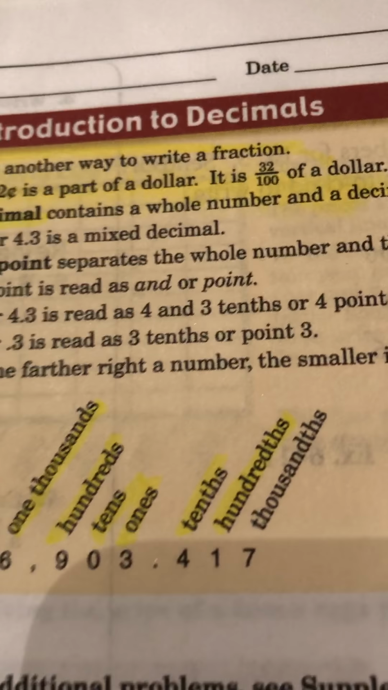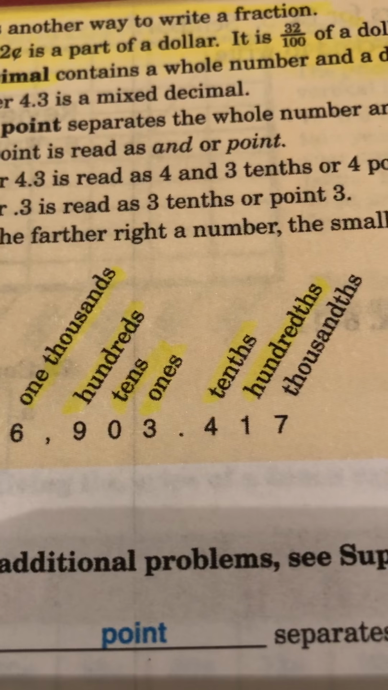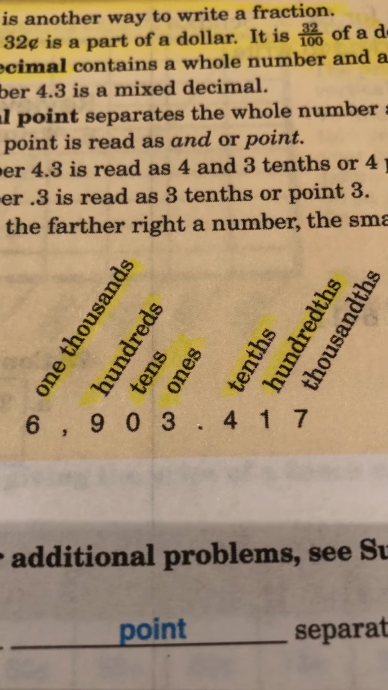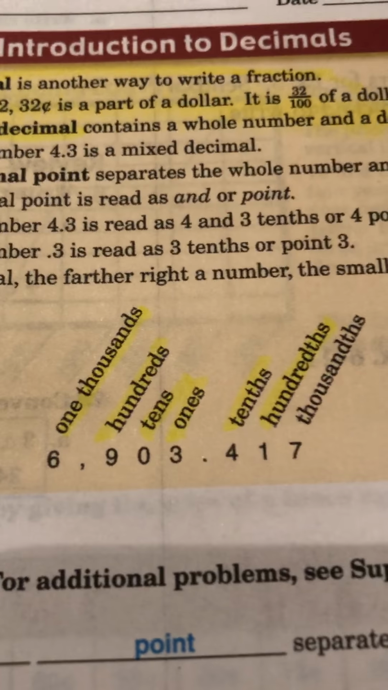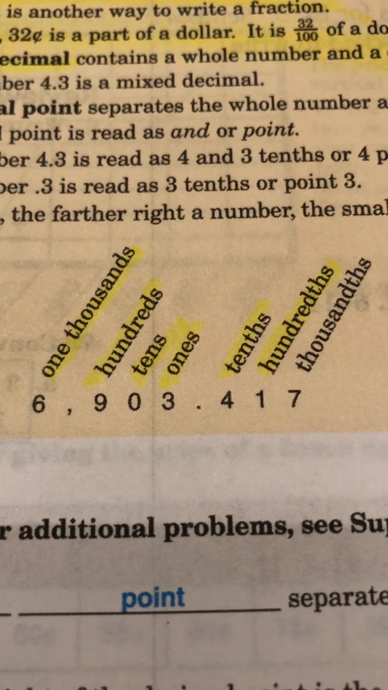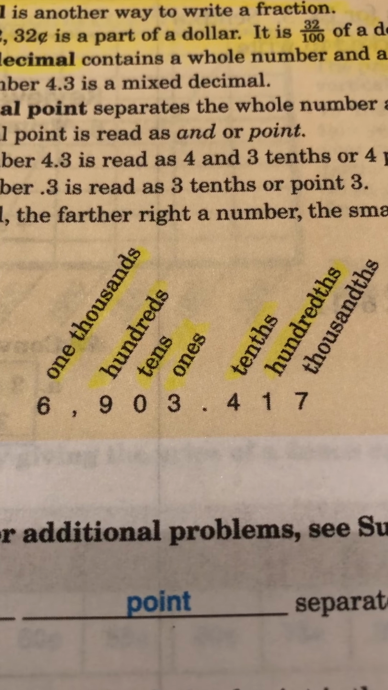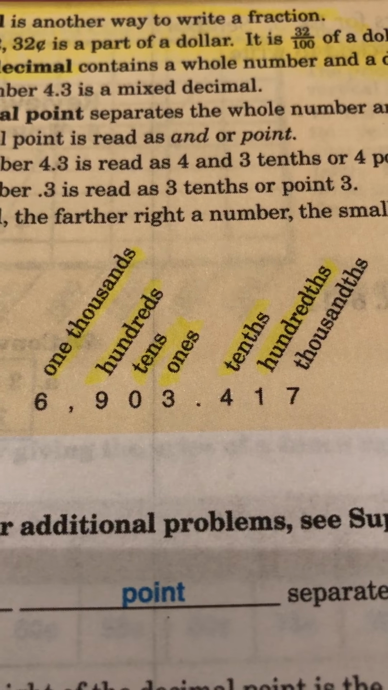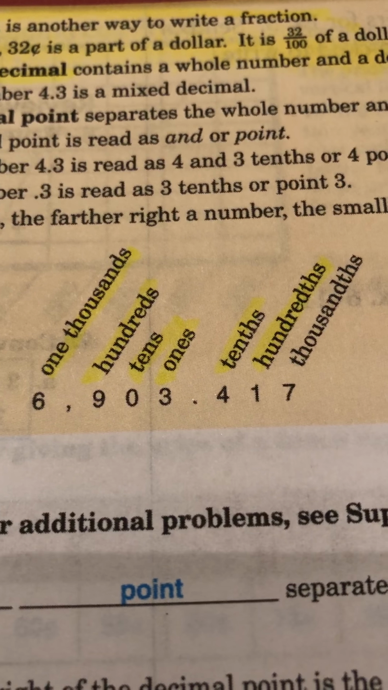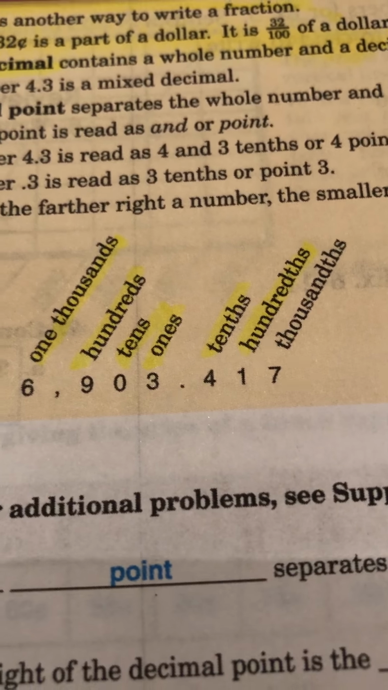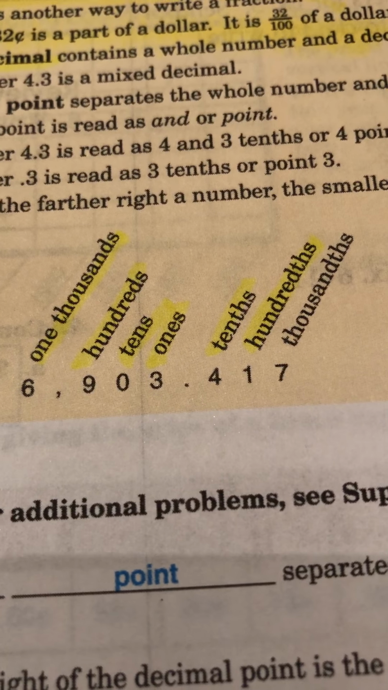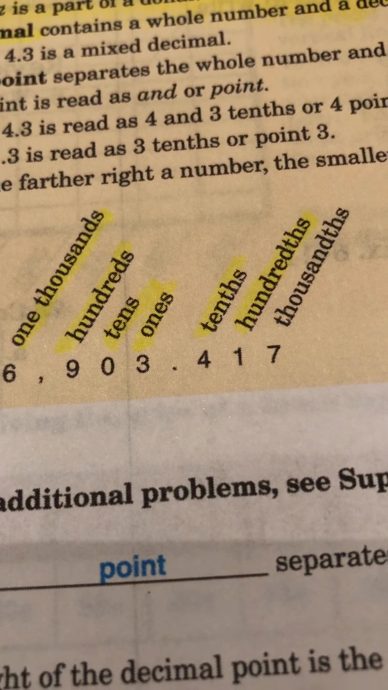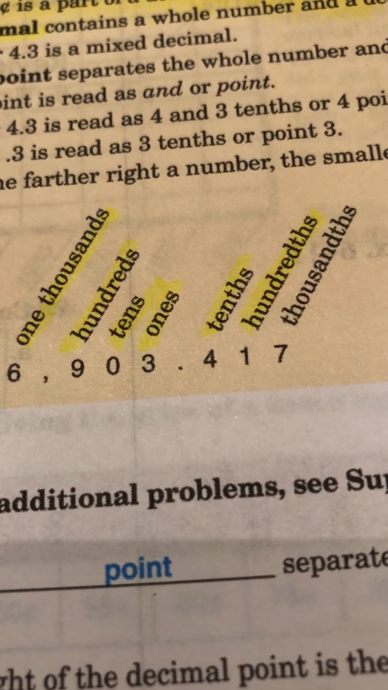Now I need for you to highlight the ones that you see that I have highlighted. All of them but the thousandths will be on your next test 13. Okay, let's take a look at this. This is 6,903 point. See how you can use a point? And then it would be 4,417. So it is 6 thousandths, 9 hundredths, 0 tens, 3 ones.